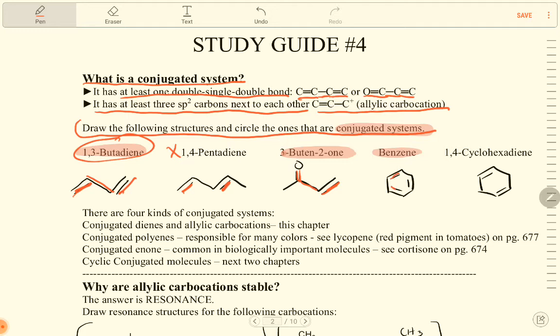Benzene, alternating single bond, double bond. Cyclohexadiene, 1, 2, 3. There are 2 single bonds, and so that's not conjugated. So that way you can find the conjugated diene. I'm sorry, this should be the diene one.